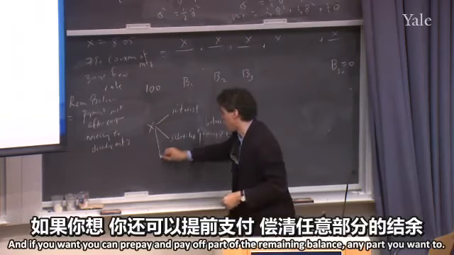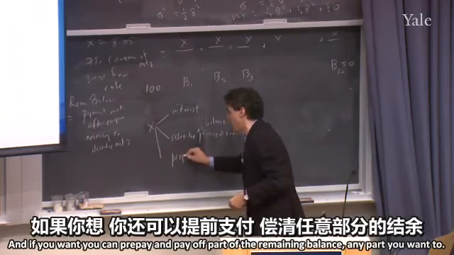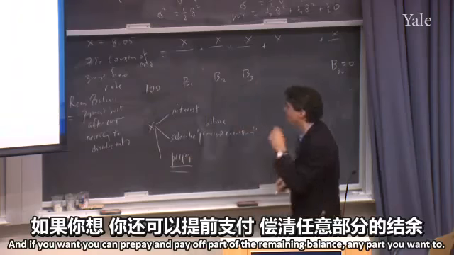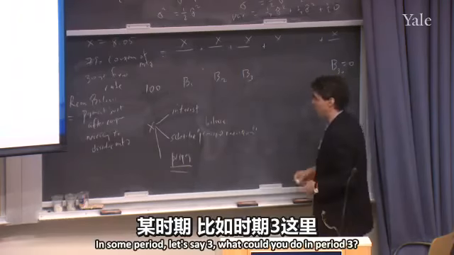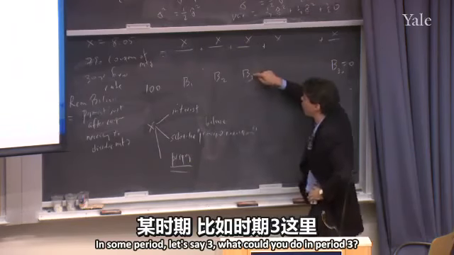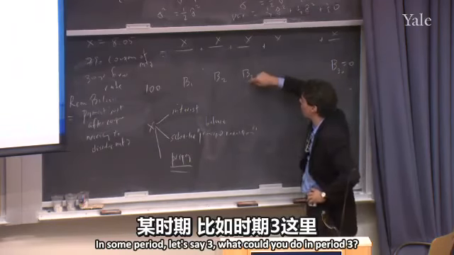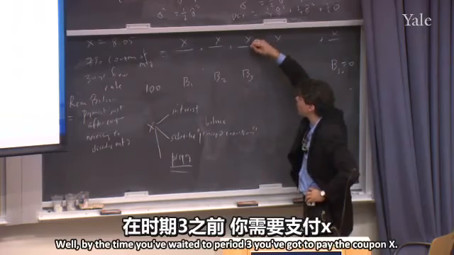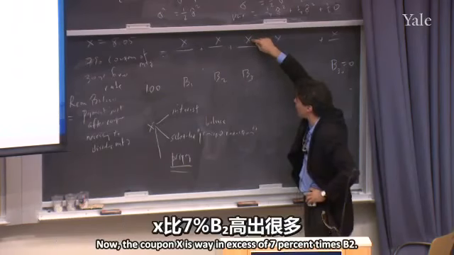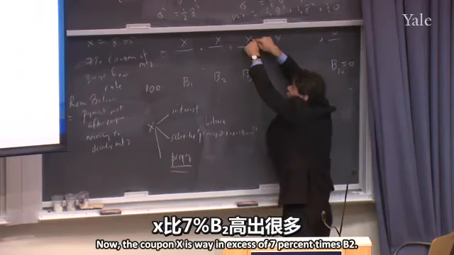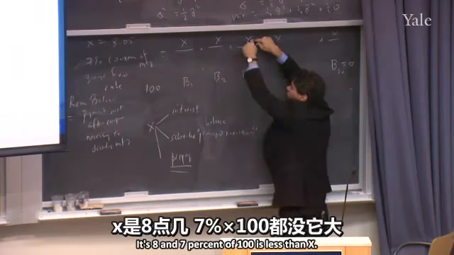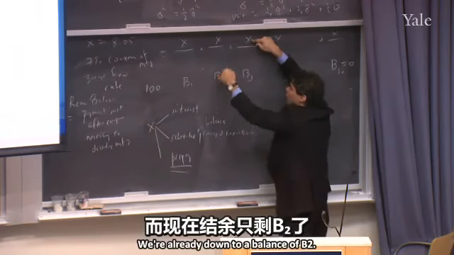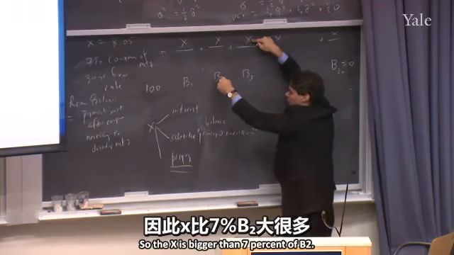Okay, and if you want, you can prepay and pay off part of the remaining balance, any part you want to. So let me say it again. In some period, let's say 3, what could you do in period 3? Well, by the time you've waited to period 3, you've got to pay the coupon X. Okay, now the coupon X is way in excess of 7% times B2. It's 8, and 7% of 100 is less than X. We're already down to a balance of B2. So the X is bigger than 7% of B2.